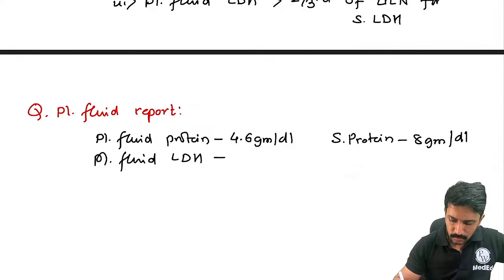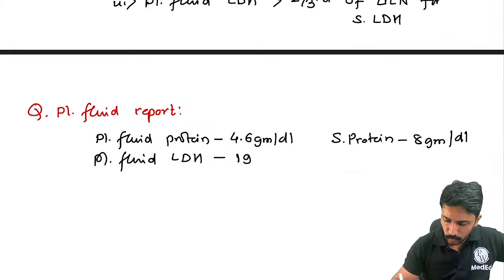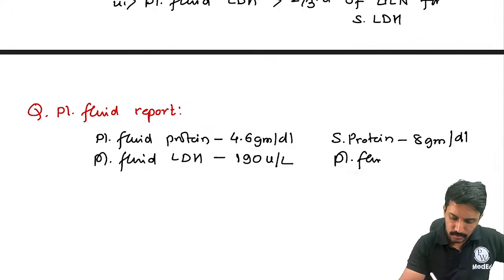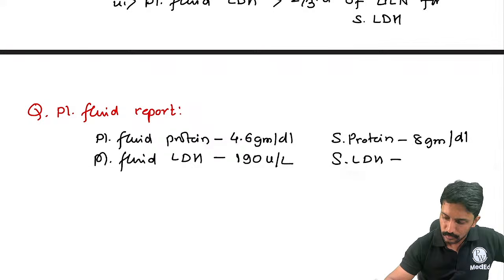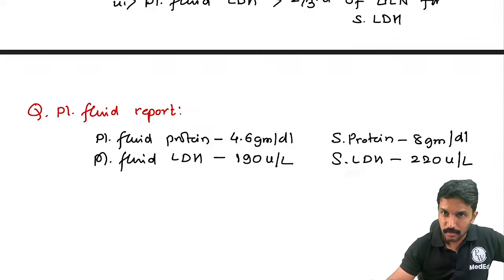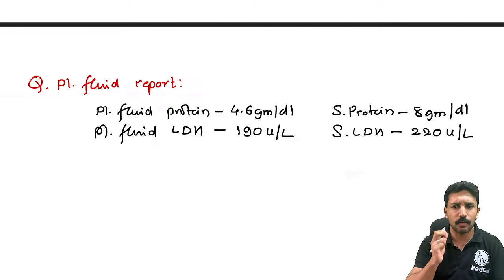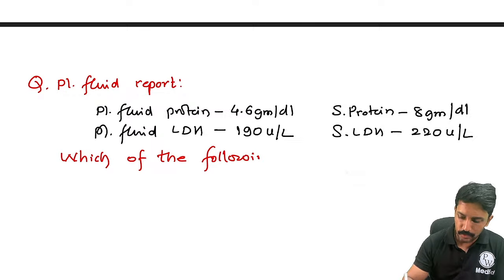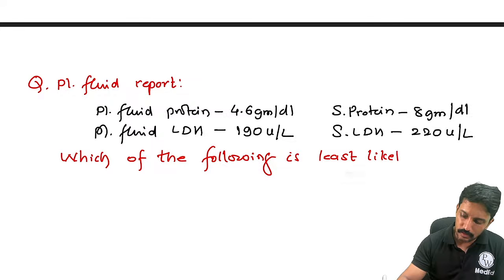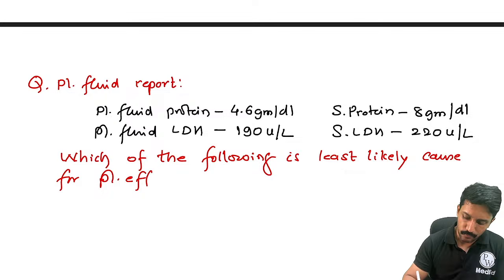And this patient's pleural fluid LDH is 190 units per liter, and this patient's serum LDH is 220 units per liter. And now the way they are going to construct the MCQ on this is: which of the following is the least likely cause for pleural effusion in this case?